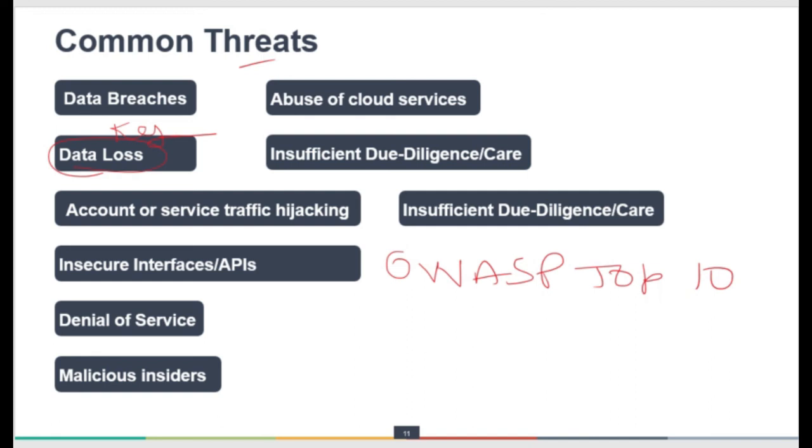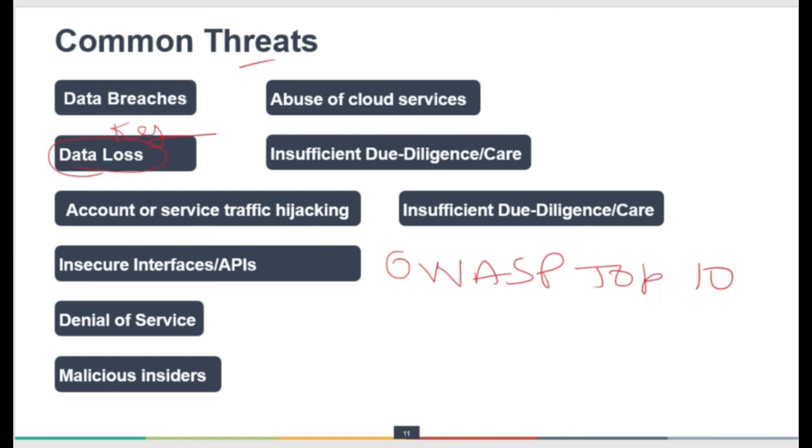Abuse of the cloud services, any inherent weakness of any internet service. The attackers can also host malicious software on the cloud. Proper segmentation should be there.